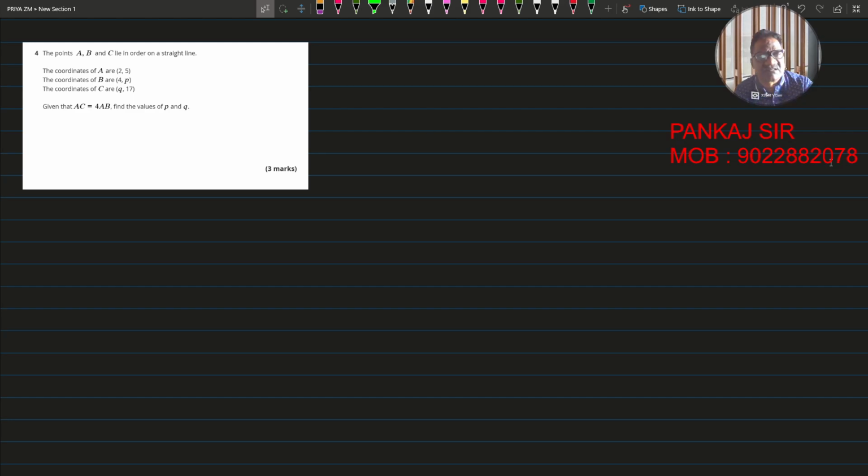It's based on coordinate geometry, and this is for IGCSE 10th grade revision purposes. This is a question which states that the points A, B, and C lie in order on a straight line. The coordinates of A are (2, 5). The coordinates of B are (4, P), and the coordinates of C are (Q, 17). Given that AC is equal to 4 times AB, find the value of P and Q.